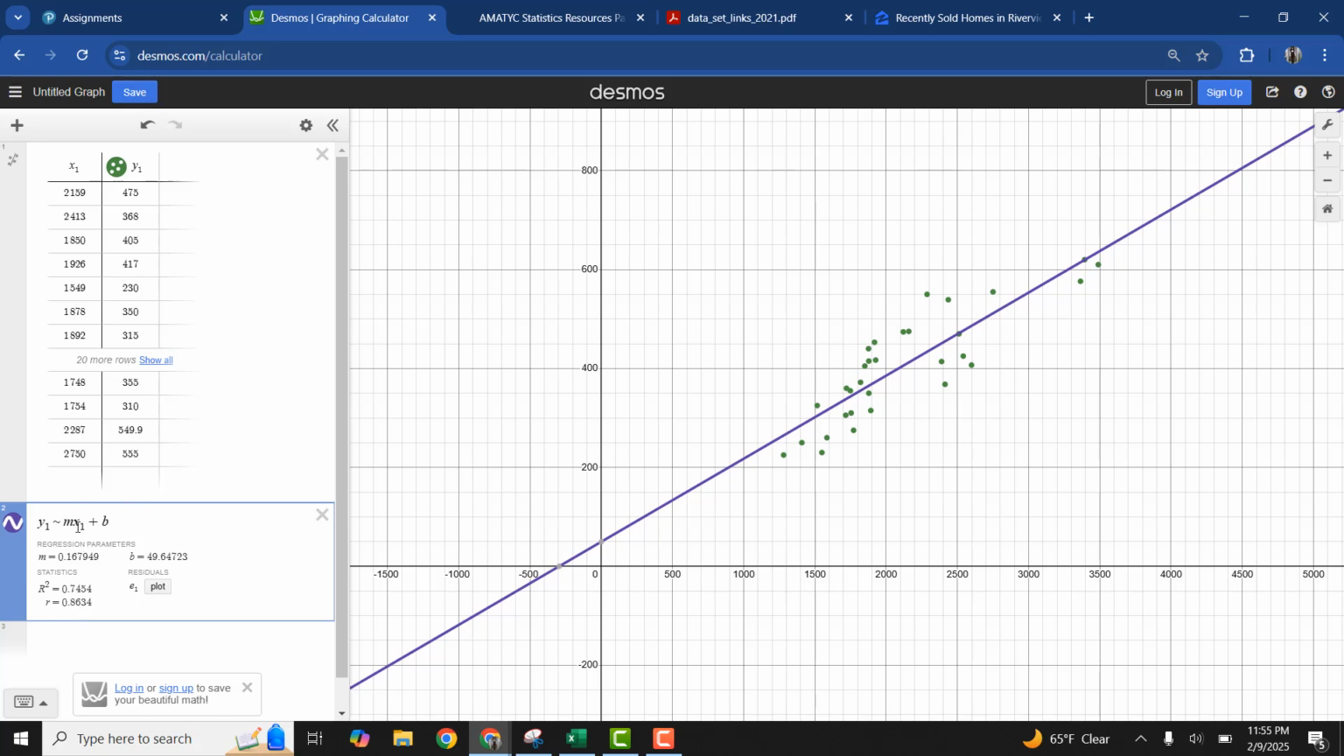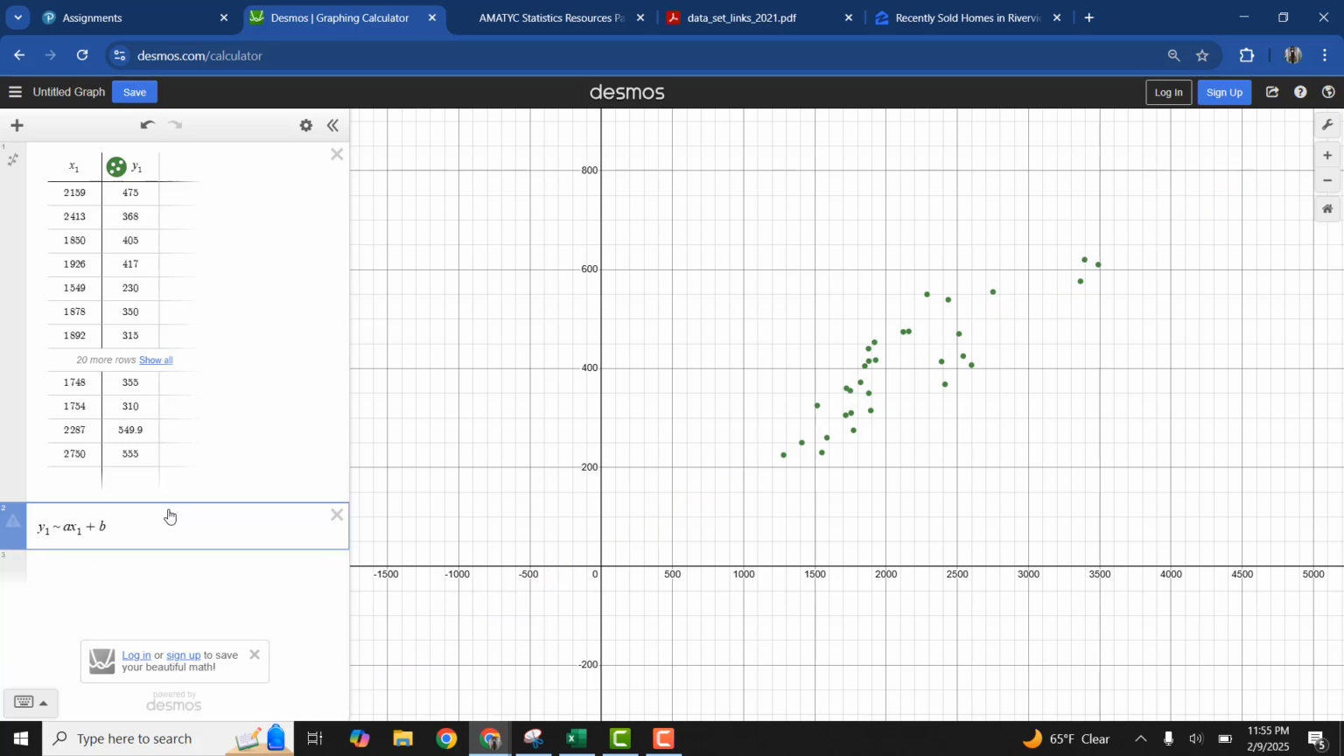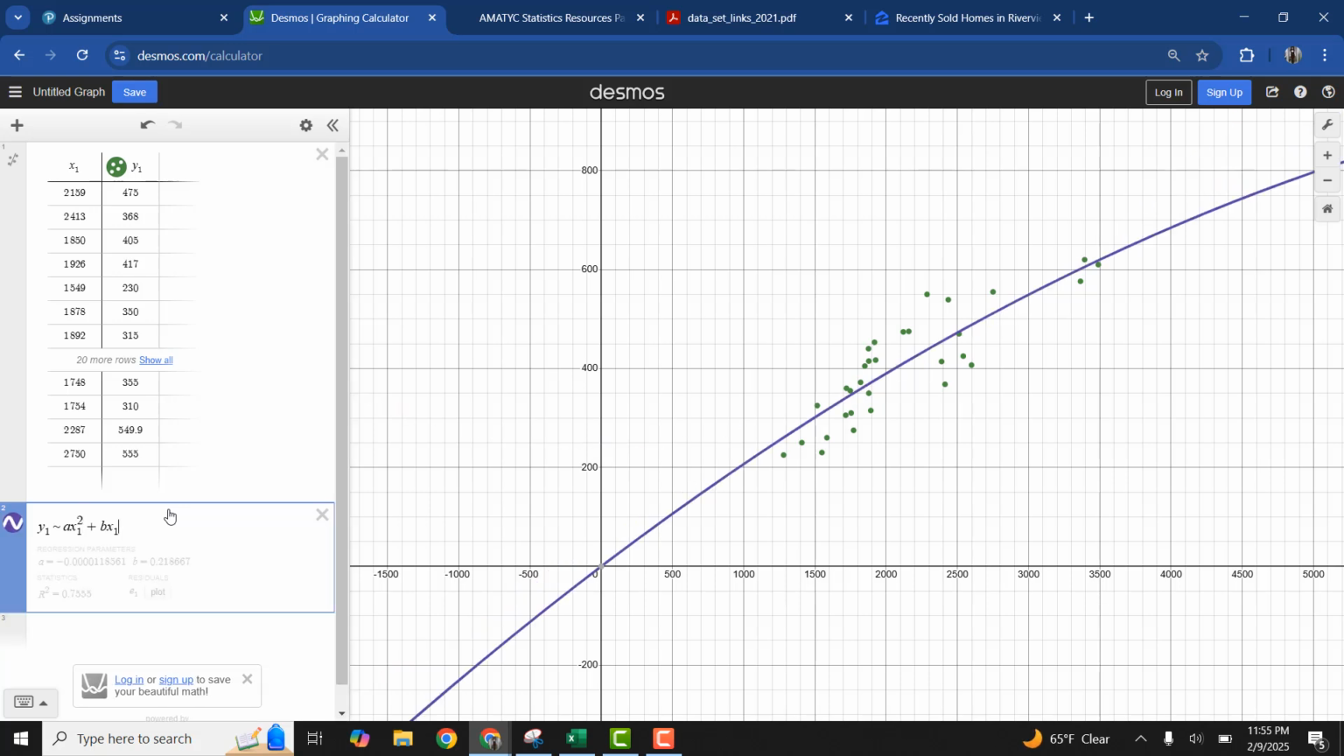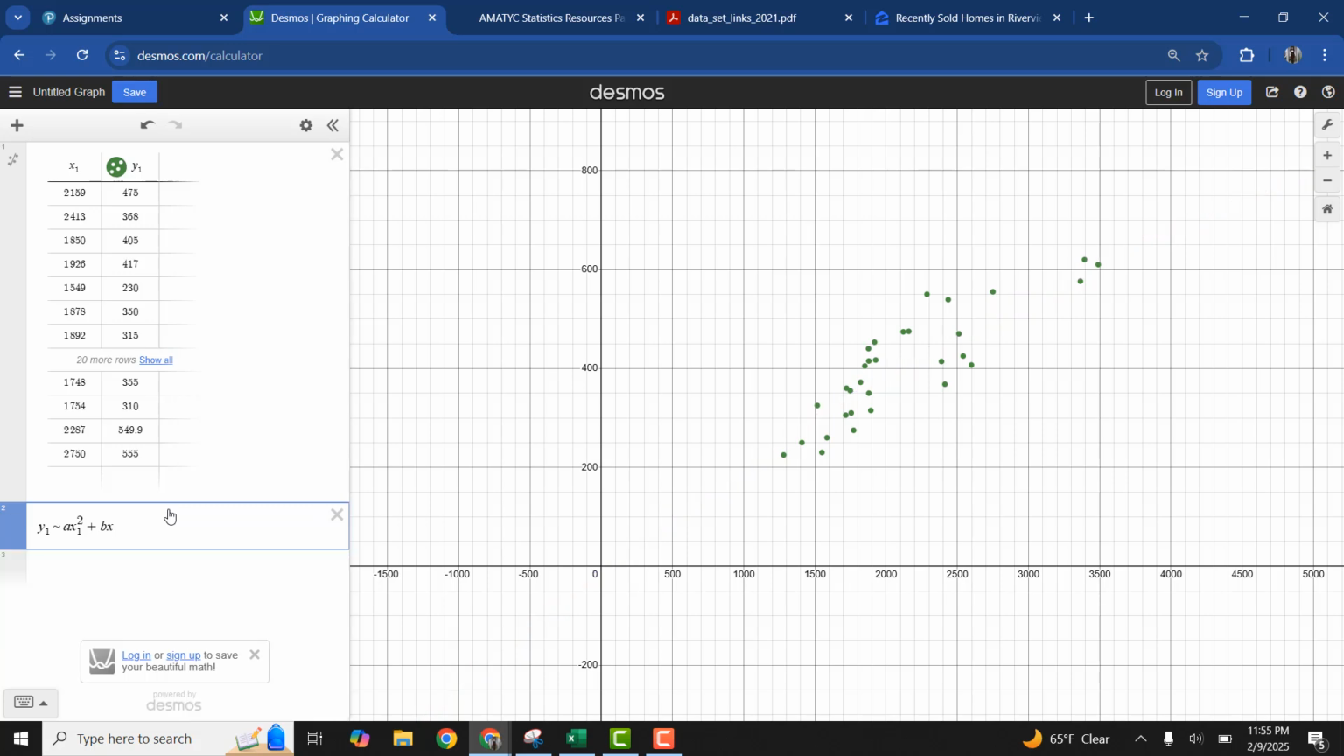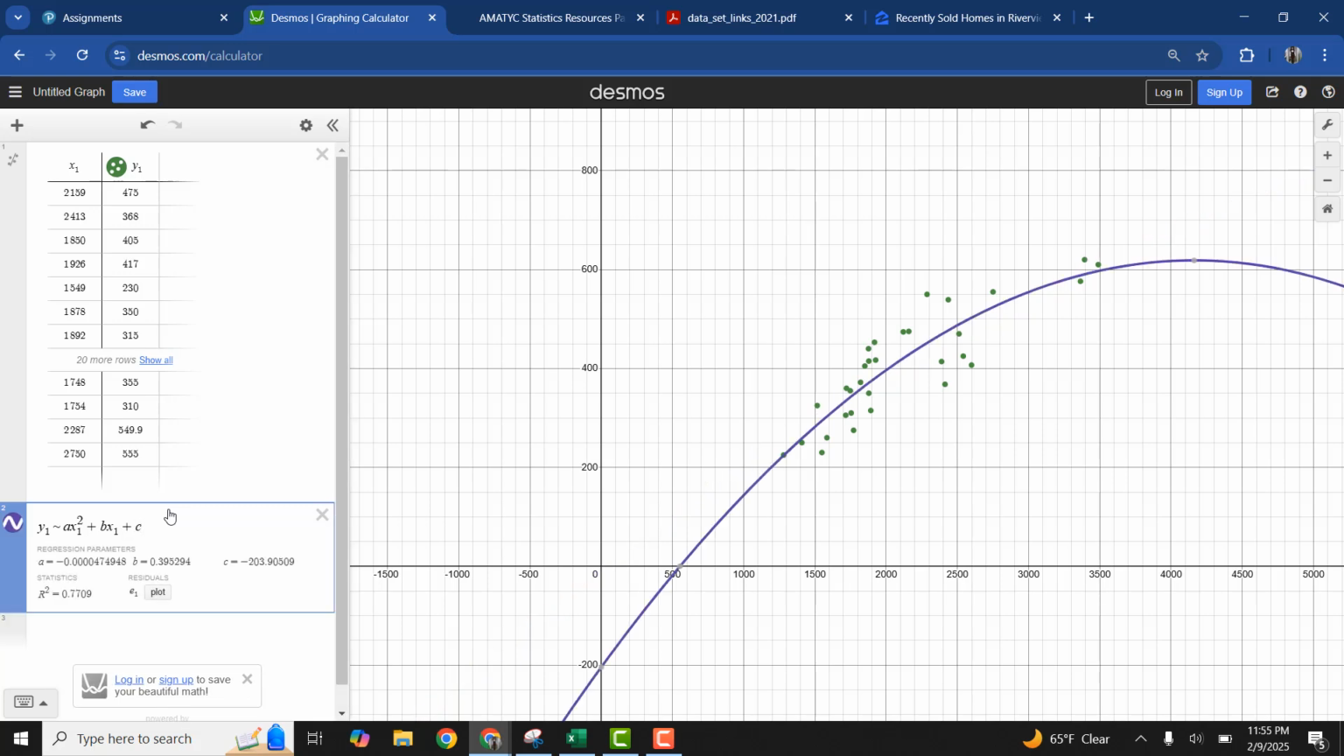You can do that by just adding in extra terms. So I can just change this to A. Let's call this squared. And you see now that I fit a quadratic model. I can do these automatically as well. So linear models, quadratic, cubic, exponential, logarithmic, logistic, really a lot of different models I can do automatically using Desmos.